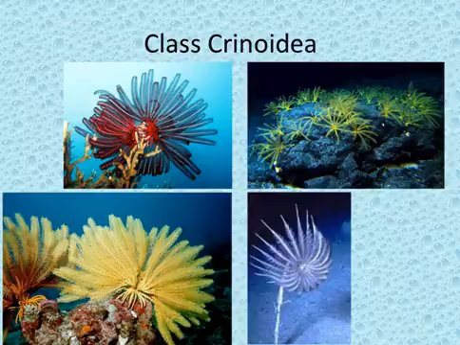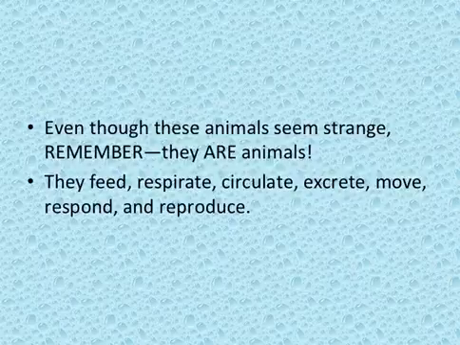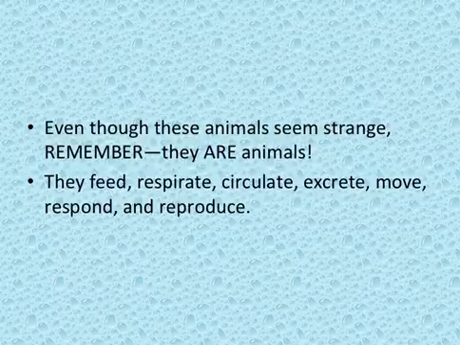So even though these organisms may not look like animals, they fit our characteristic of what an animal is. They feed, they respirate, they circulate, excrete, move, respond, and reproduce. So they fulfill all those 7 survival characteristics, so they still are animals. So that is our lesson on echinoderm classes.